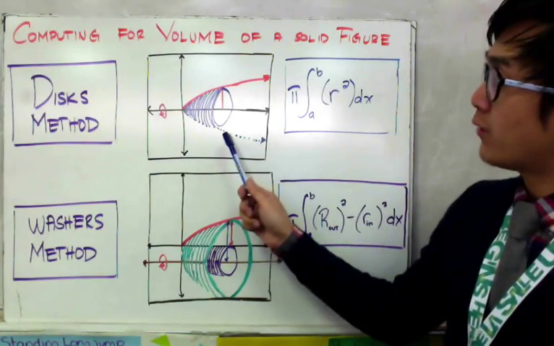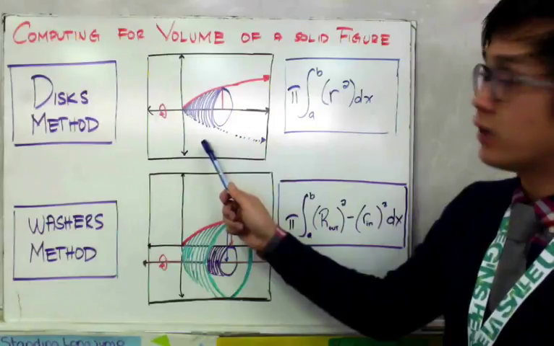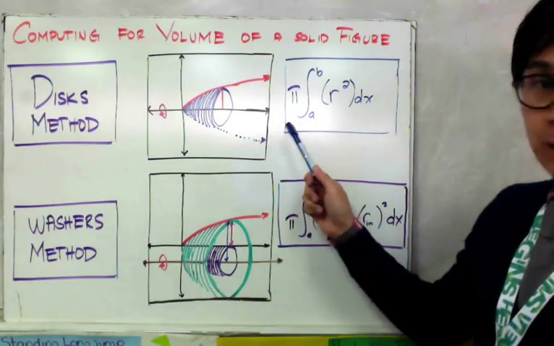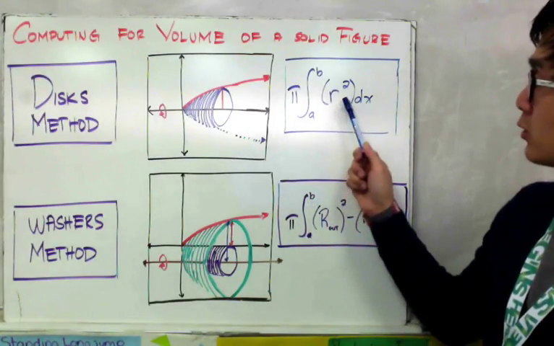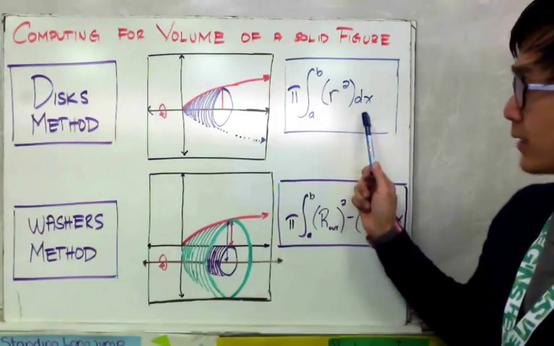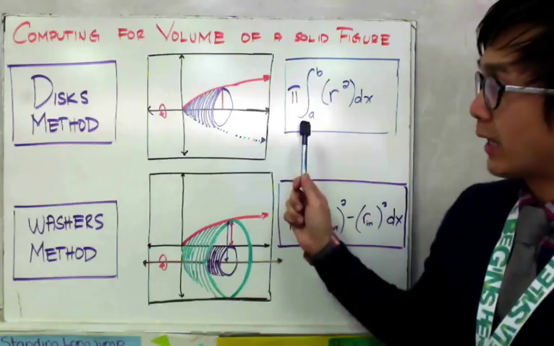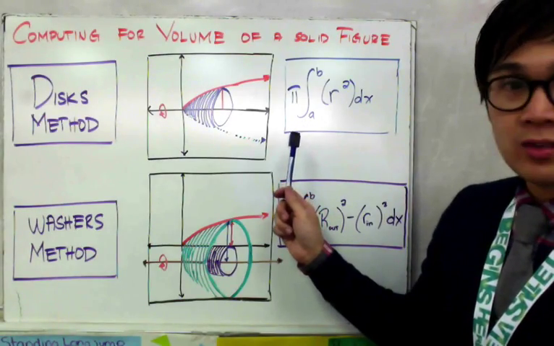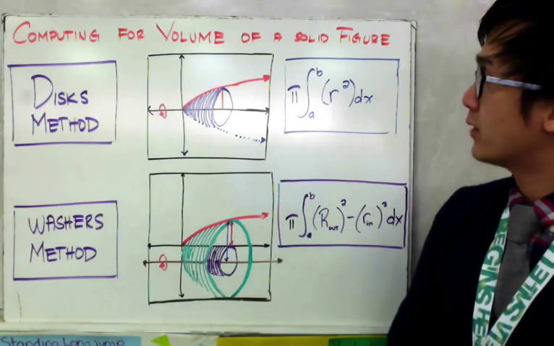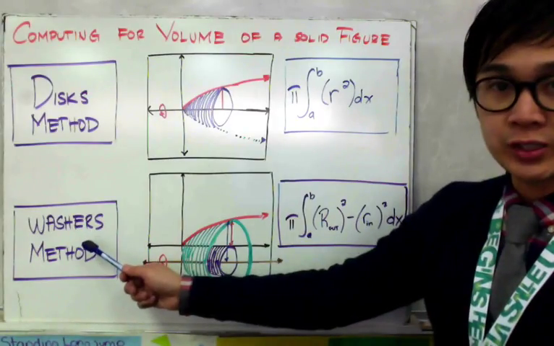Now the formula in finding the volume of this particular solid figure is pi times the integral of radius squared from a through b dx. So this is what we did on our previous lesson, and today we're going to be focusing on the other method of computing for the volume of a solid figure, which is the washer's method.